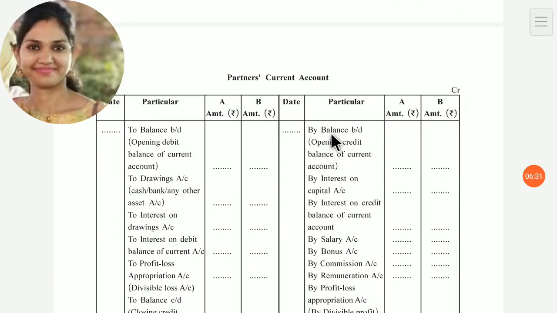Very first we will write the opening balance, that is, balance brought down, on the credit side and the debit side, because there is no fixation regarding the balance of the current account. It may be debit or credit, so we have to write both sides, to balance brought down. In the capital account we will write only on the credit side because it is fixed; the balance of capital is always on the credit side. But for the current account there is no fixation.